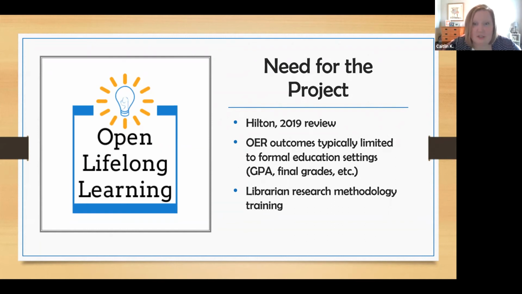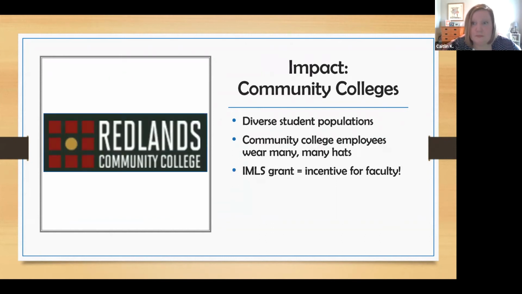in other situations. An additional need for the project showed that librarian research methodology training could be helpful, and that goes back to that toolkit of what we're hoping to provide. So I'm excited to represent community colleges as part of this grant because we have a unique, diverse student population. Here at Redlands, 63% of our students are racially or ethnically in the minority. We also have 78% of our students who are part-time students, so we're a very non-traditional student-centered school.